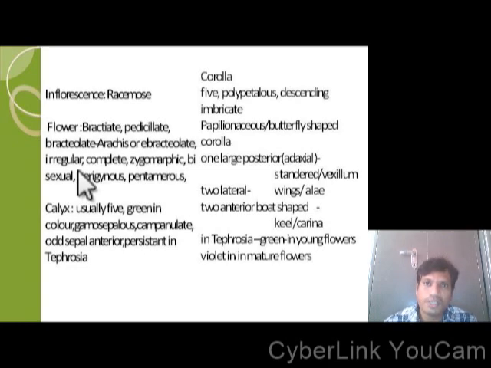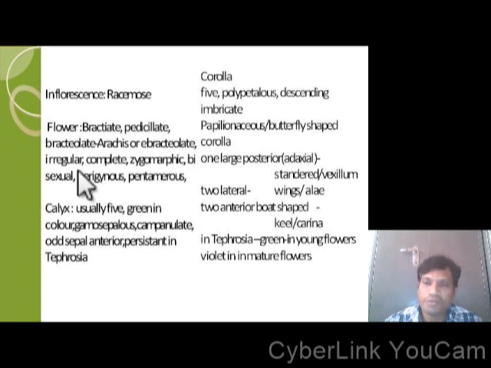The floral parts are nothing but calyx, corolla, androecium and gynoecium. Their arrangement is not in a regular manner, that is irregular. Complete in the sense that all 4 parts of the flower are present, that is calyx, corolla, androecium and gynoecium. All 4 are present, so it is a complete flower.